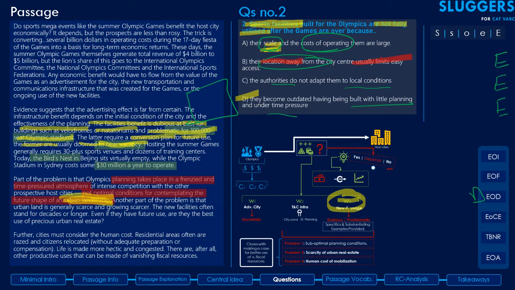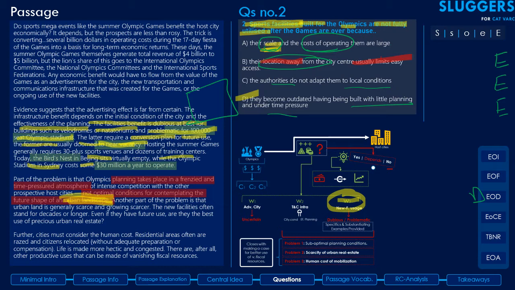Hosting the summer games generally requires 30 plus sports venues and dozens of training centers. Today, the Bird's Nest in Beijing sits virtually empty, while the Olympic Stadium in Sydney costs some $30 million a year to operate. See, the author, maybe in a slightly convoluted way, has provided the causes for the fact that sports facilities built for the Olympics are not fully utilized after the games are over. And he's given that here.